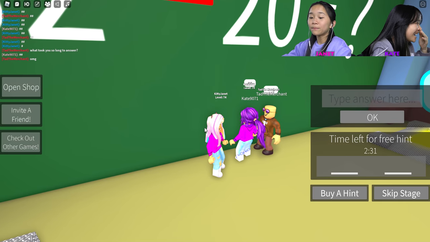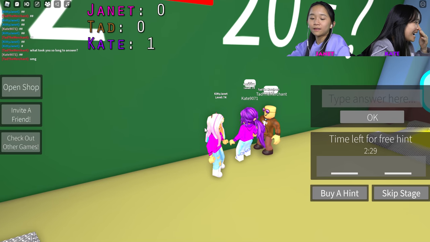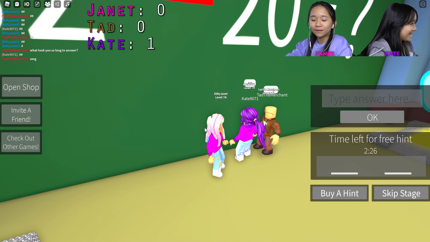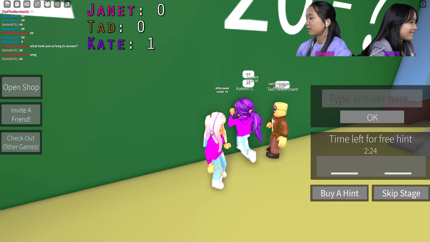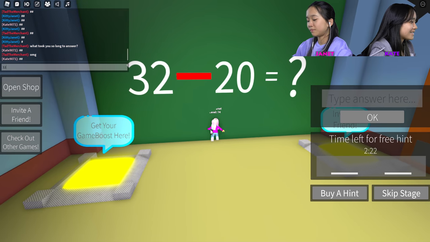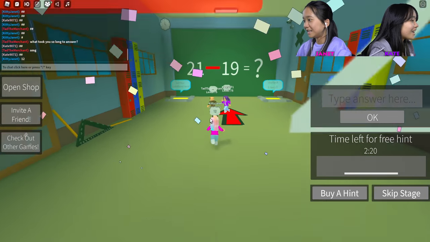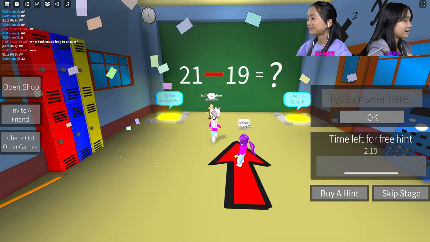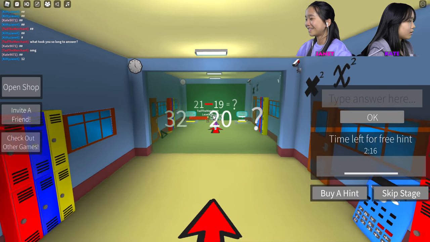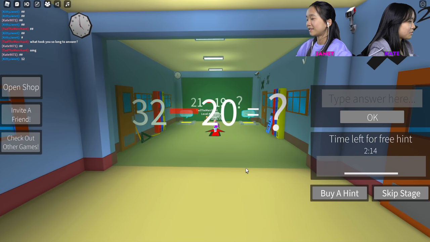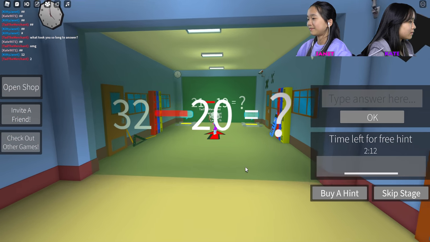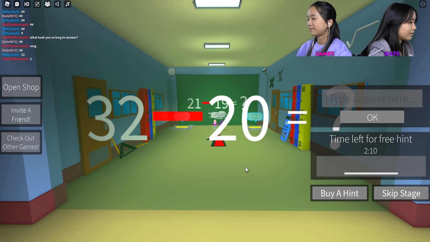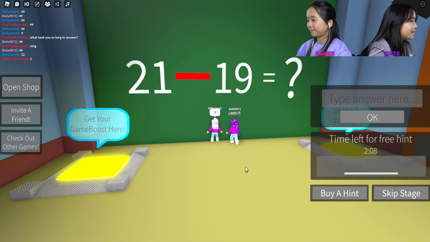Well, guess what? That means Kate gets a point. She's the first person to get one wrong. Okay. That means Kate is losing. So, the answer is 12, not 18. I thought, you know what I thought? I thought 32 is 8 away from 20 for some reason, and then I added 10. Really sweet.